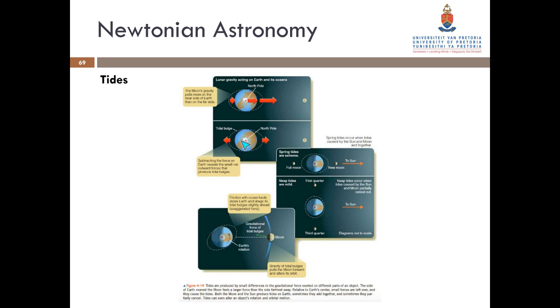So when it's rotating through this part, it's high tide. When it's rotating through this part, it's low tide. And at this side, it will be low tide. Do you guys understand how that works? Should I explain it again?